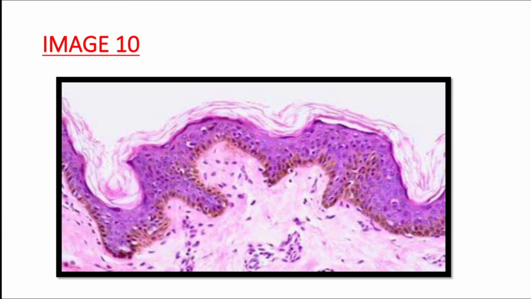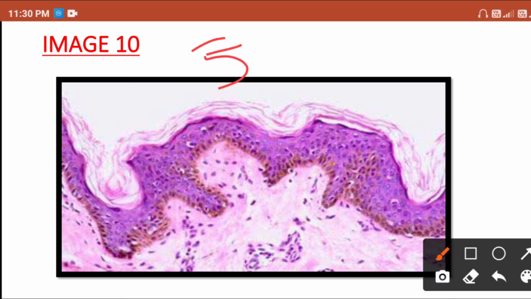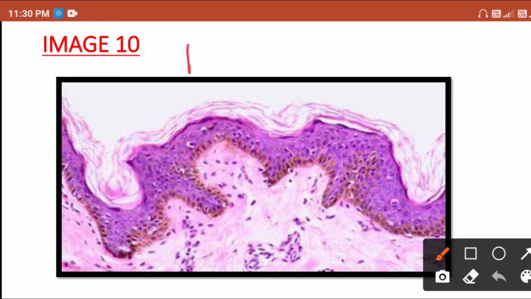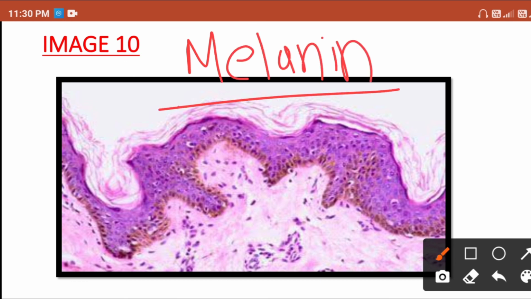Alright. 10th MCQ. Identify the pigment. So here is the pigment in the basal layer. You know very well that skin has 5 layers and the lowermost layer is known by the name stratum basale. So in the stratum basale you can see these brown black pigments. These are all melanin pigment. So this is the MCQ of melanin pigment accumulation.